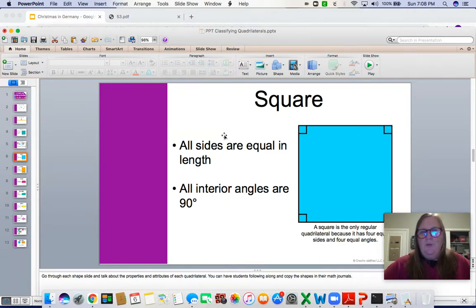So an attribute about a square would be that all sides are equal in length. And we learned that a long time ago, I hope in first grade, that a square has 4 equal sides, right? And then all interior angles are 90 degrees. So that's called a right angle. So it has 4 90-degree angles. So those are the attributes of a square.